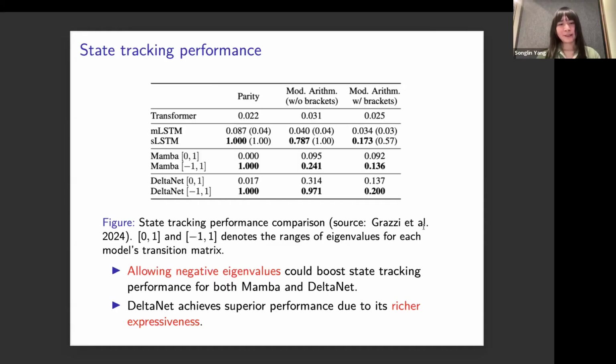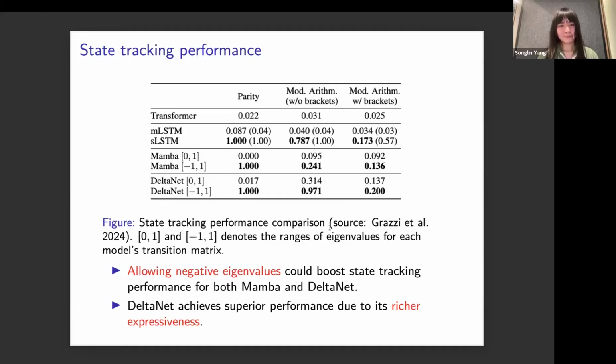In this Eclair paper, they found that if we relax the range of the eigenvalue from 0 to 1 to -1 to 1, then the state tracking performance could be boosted for both Mamba and DeltaNet, and I can also imagine for other linear recurrent models. As discussed before, DeltaNet has strictly more expressive power than Mamba. And for harder tasks like the modular arithmetic task, DeltaNet with negative eigenvalues greatly outperforms Mamba with negative eigenvalues.